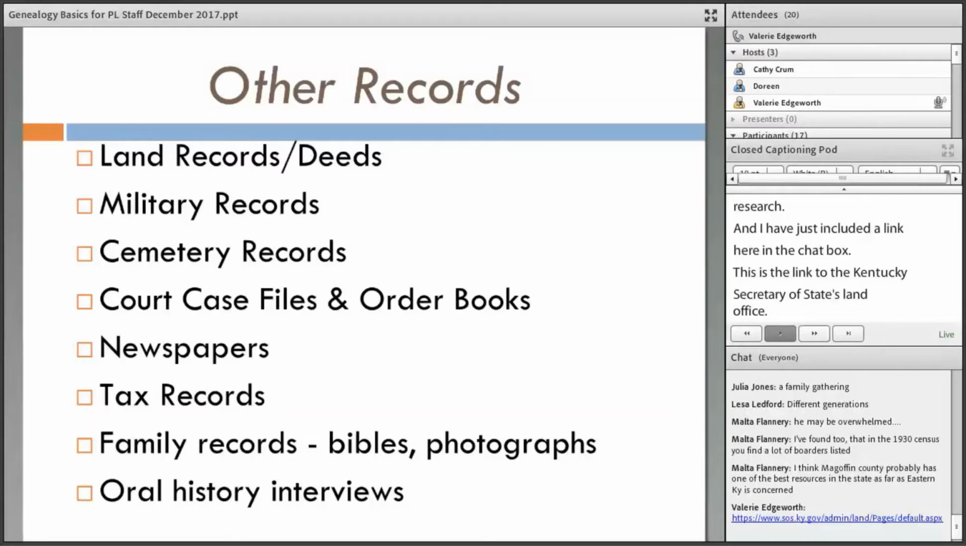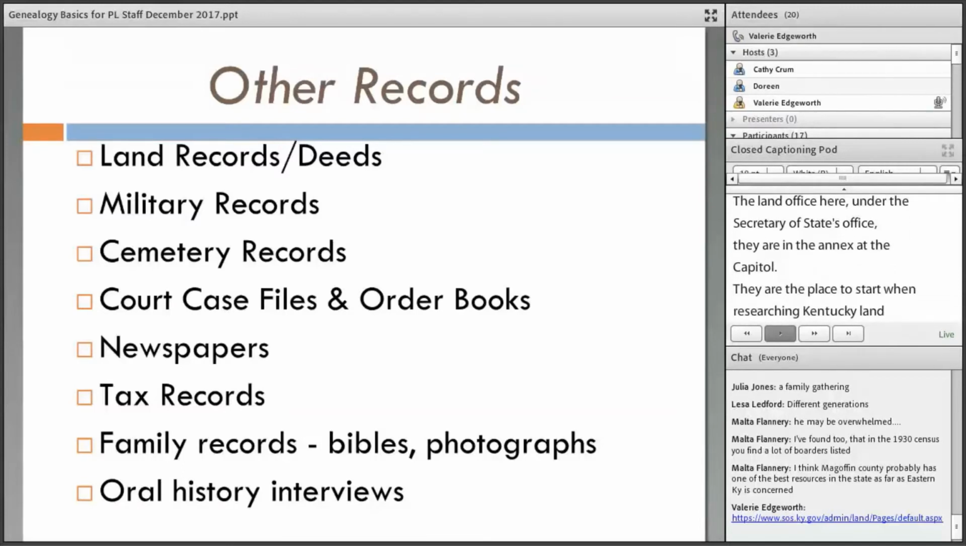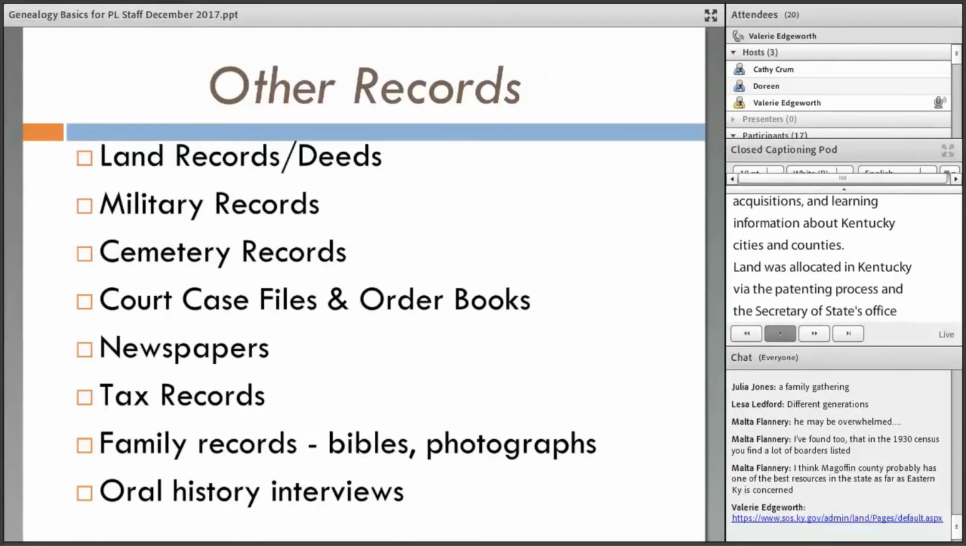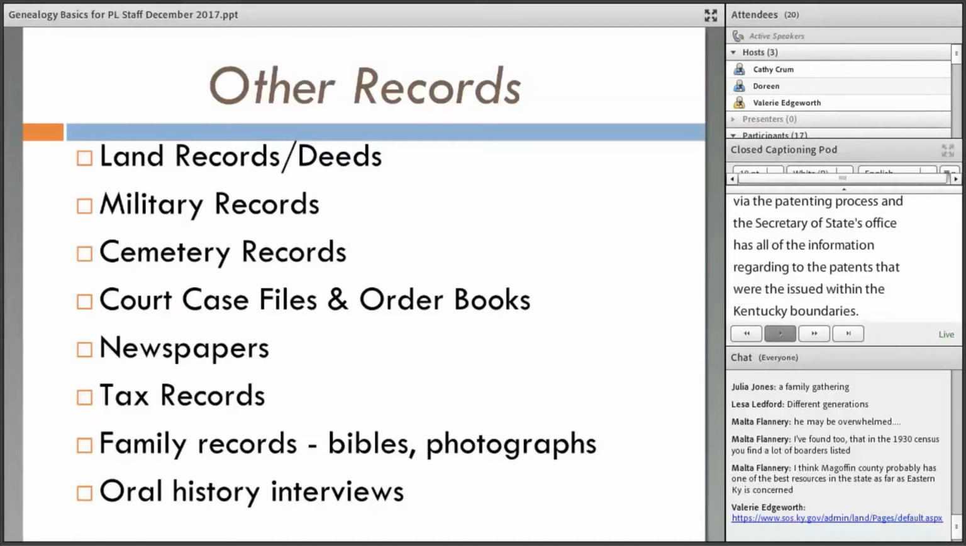The Land Office here, under the Secretary of State's office, they're actually in the annex at the Capitol. They are the place to start when researching Kentucky land acquisitions and learning information about Kentucky cities and counties. Land was allocated in Kentucky via the patenting process, and the Secretary of State's office has all of the information regarding the patents that were issued within the Kentucky boundaries. So those issued by the state of Virginia prior to statehood are there, military warrants, non-military warrants, and anything else you could ever think you might want to know or learn about land in the state of Kentucky.